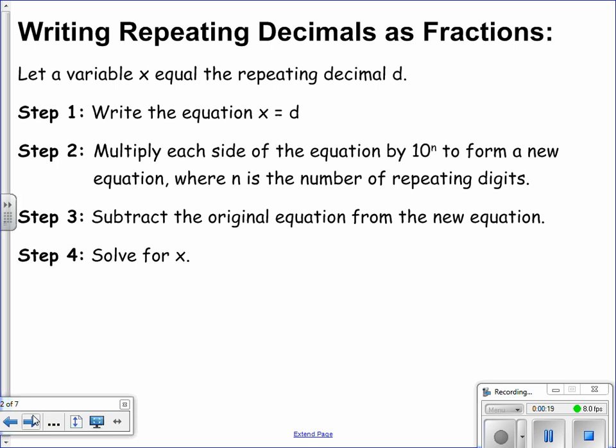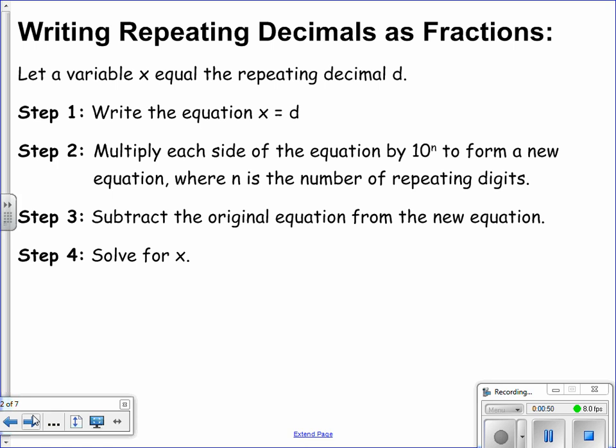So we're going to let x equal the repeating decimal. We write an equation, x equals the repeating decimal. That's our first equation. Then we're going to multiply each side of the equation by 10 to the n, which forms a new equation, and n is the number of repeating digits. So if there's one repeating digit, then it would be 10 to the 1, which equals 10. If there's two repeating digits, then it would be 10 to the 2, which would be 100. And then you'd have to simplify that.